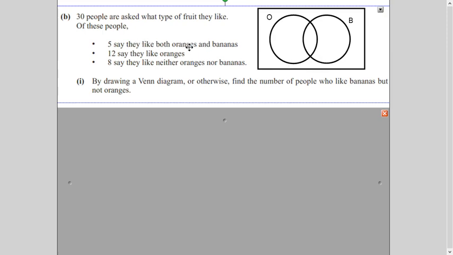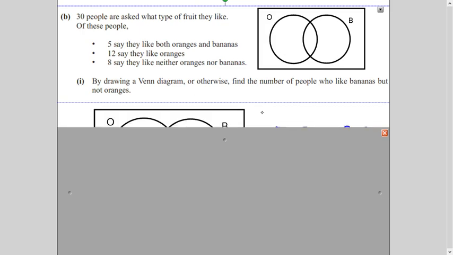5 say they like both. So what does it mean? It means 5 will go here. 12 say they like oranges. It means this whole thing is 12. So how will you fill it up? See here.